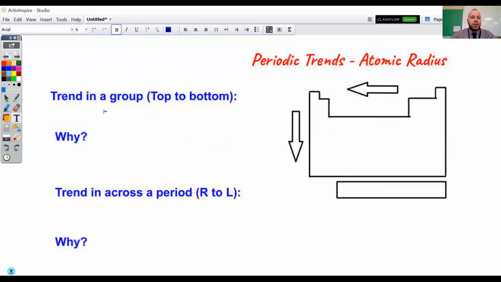The trend within a group from top to bottom is that atomic radius increases. I'm just going to make this a tad bit bigger here so we can see it. There are two reasons why atomic radius increases. The first reason is this. As you go down in energy levels, from first to second to third to fourth, we keep adding shells onto the outside of our atom. As we're adding shells on, we're increasing that distance from the nucleus to the outermost electrons. So atomic radius is going to increase due to an increase in the number of energy levels.